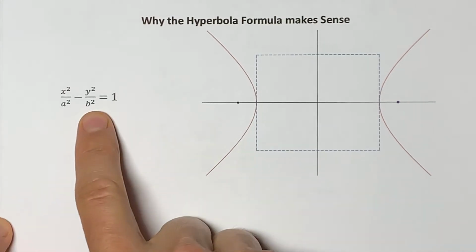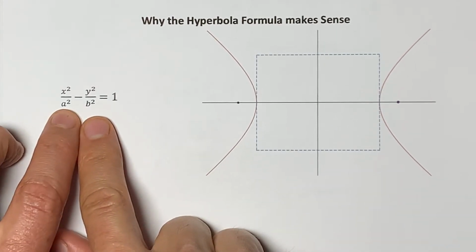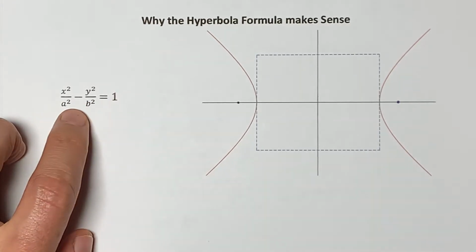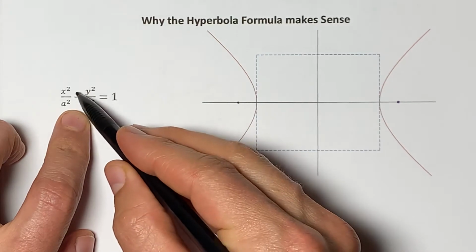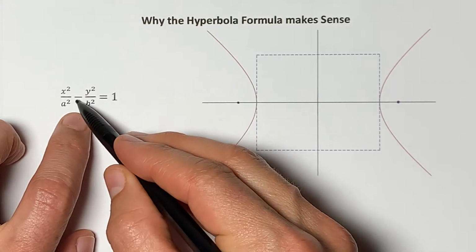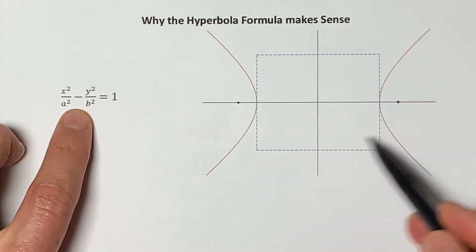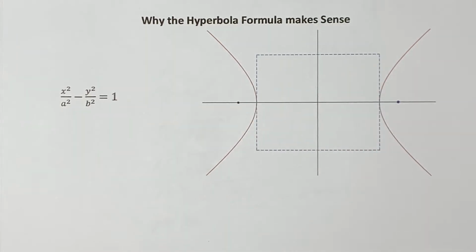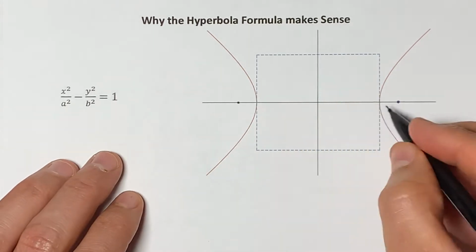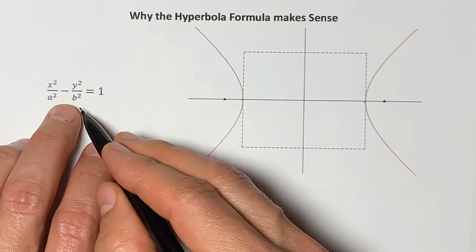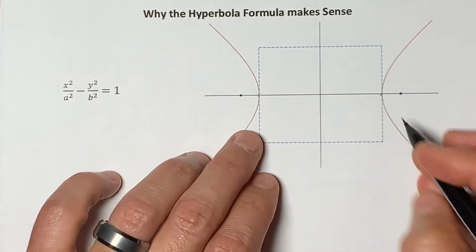Now, if you've looked at this hyperbola formula, x squared over a squared minus y squared over b squared equals 1, you might say, well, that looks a whole lot like the ellipse formula with a plus, but there's just a minus. But that maybe doesn't make it clear why this shape actually is the way it is. But here's sort of the essentials of why this formula makes sense for a hyperbola.